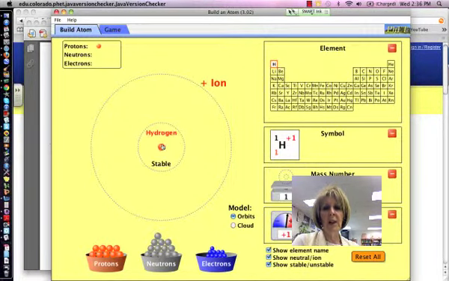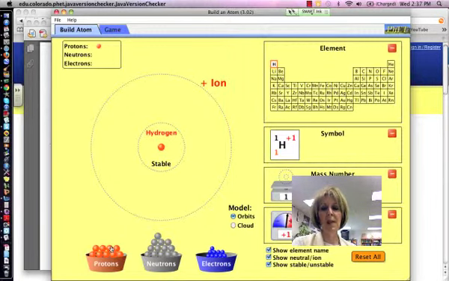Protons are found in the nucleus. This model is not accurate. Remember that if you blew up the nucleus of an atom to the size of a basketball, the electrons would not be found until half a mile away. So remember, an atom is mostly empty space. But this is a model that helps us to understand where these particles are.